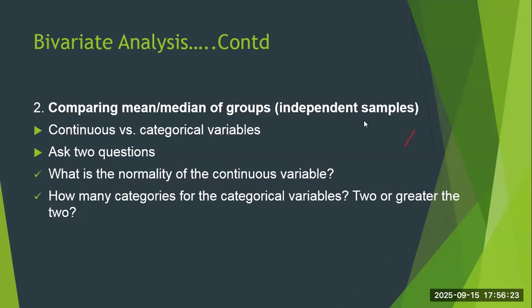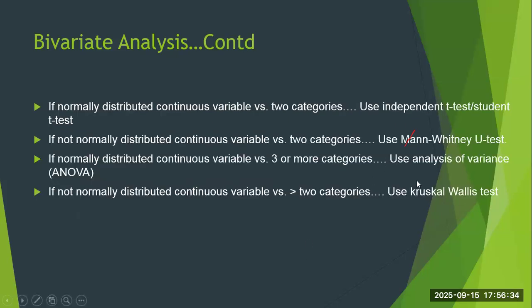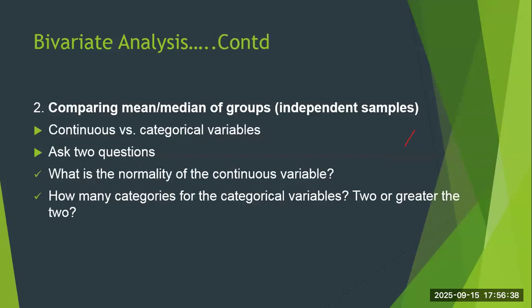Okay, so now once you have established this in your variable, you can now make a choice of what to use. So assuming that, based on this, how many combinations do you think we can have? Who can guess how many combinations, normally distributed or not, two categories or more? So we have how many possible scenarios? Four. We have actually four possible scenarios.